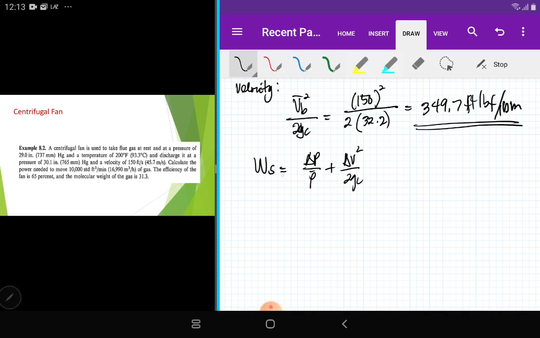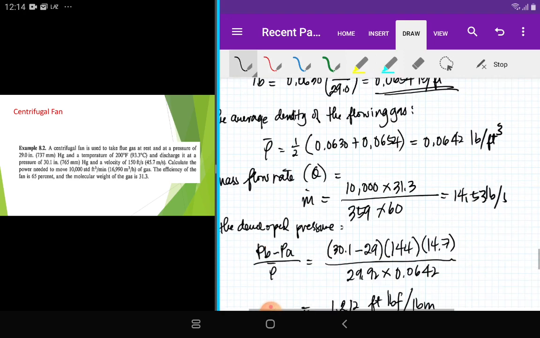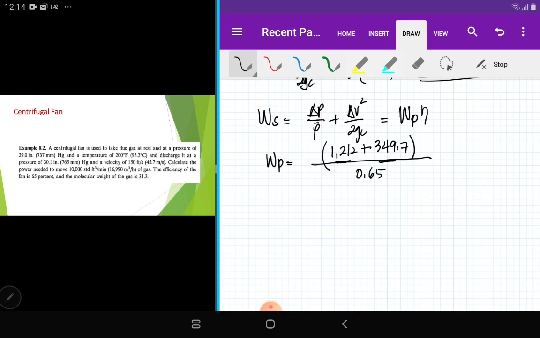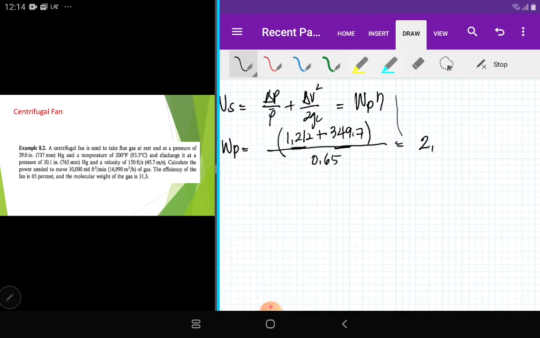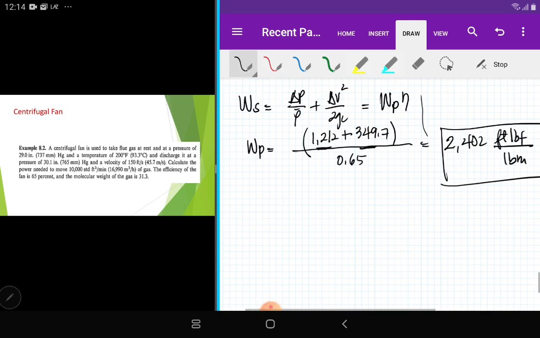Therefore, for us to be able to obtain the shaft work, and your shaft work is actually equivalent to work pump multiplied by the efficiency, we can calculate for the work pump. Work pump then is equivalent to quantity 1212 plus 349.7. This is the pressure head, and this is your velocity head. You divide this with the efficiency of the pump, which is actually equivalent to 65%, 0.65. The answer then is equivalent to 2,402 feet pound force per pound mass. This is the work of the pump.